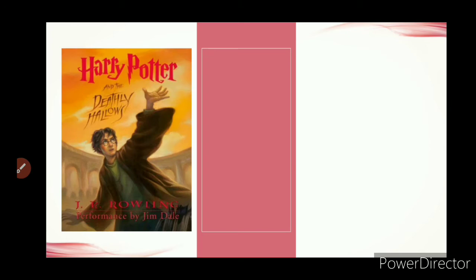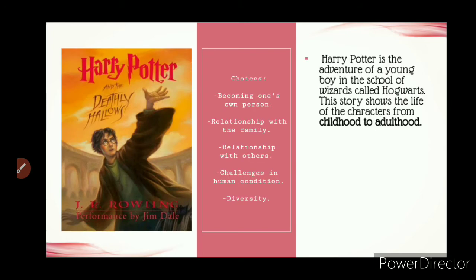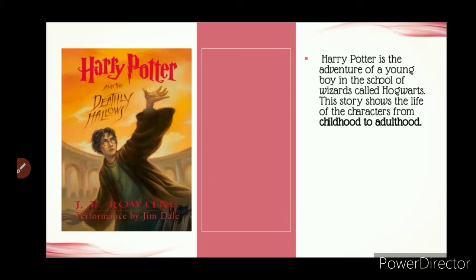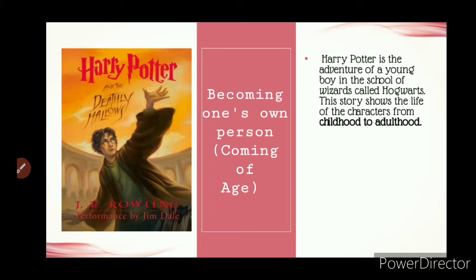Next example. Harry Potter is the adventure of a young boy in the school of wizards called Hogwarts. This story shows the life of the characters from childhood to adulthood. Based on the summary of the story, what do you think is the category of Harry Potter? Are you done? Then let's reveal the answer. You're right! It's becoming one's own person, or more specifically, the coming of age theme.